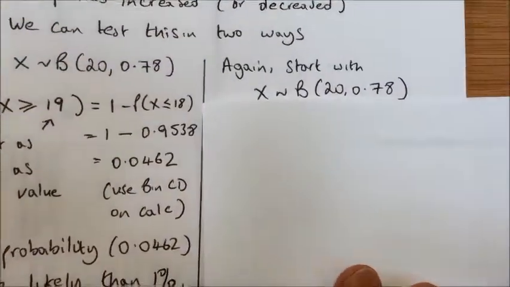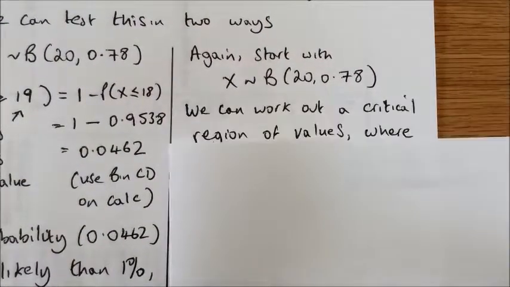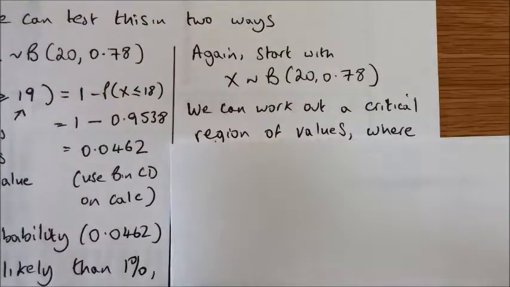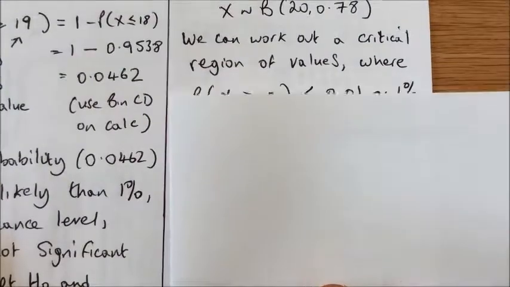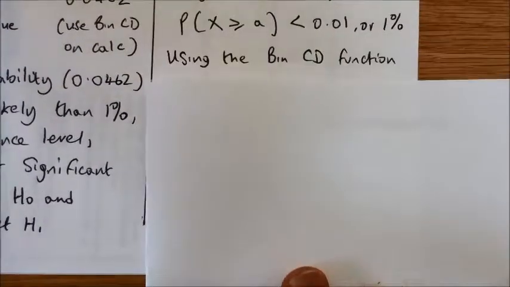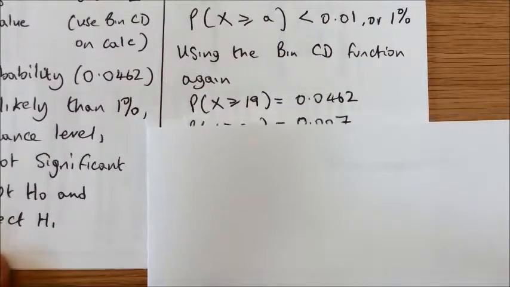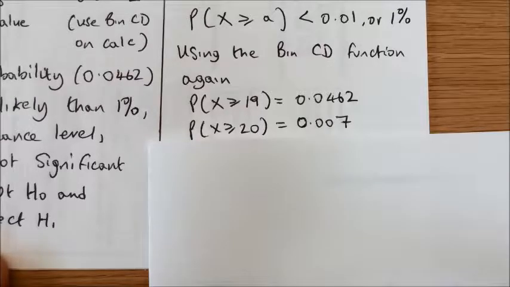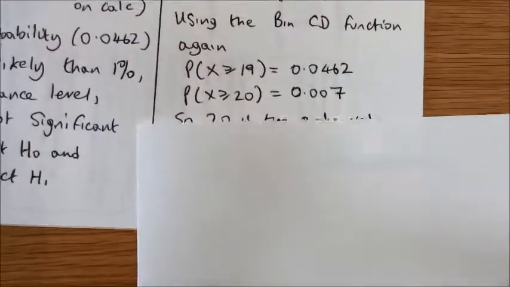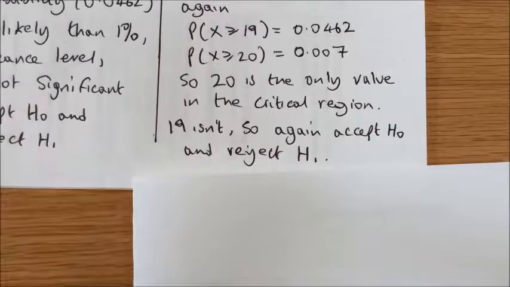The alternative way of doing this is again to start with a binomial distribution, but this time we're going to look at a critical region, where we work out in advance what X value is going to be significant. So in other words, we want the probability that X is greater than or equal to a value to be smaller than the 1%, or 0.01. Again, using my calculator, that's the value I've just worked out, so it hasn't changed. And the probability that X is greater than or equal to 20 is 0.07. So what that means is 20 is the only value which is in the critical region, 19 isn't in it. So again, as with the other method, we accept H0 and reject H1.